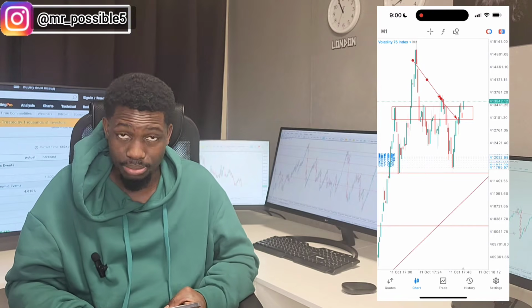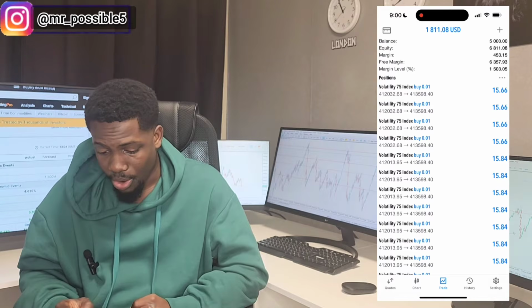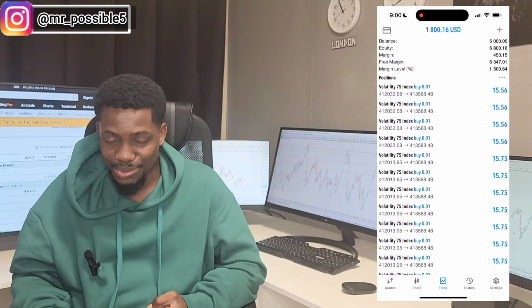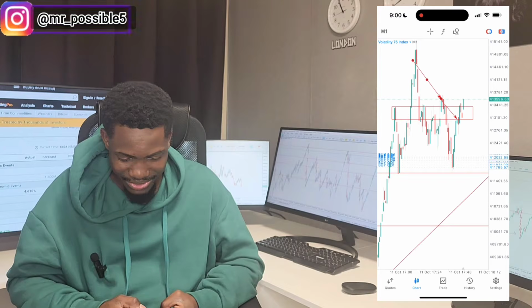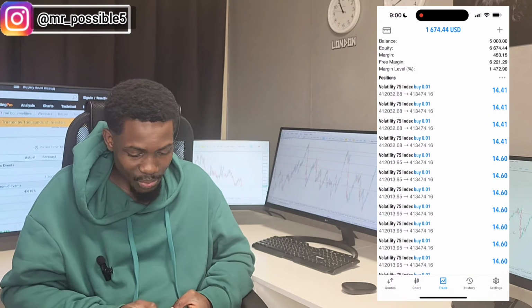Because it has actually broken market structure. But so far so good. It's still cool. We're actually having 1.8 now. So guys, we'll soon be closing the trade, right? So it's actually just pushing. Now we're having 1.8.